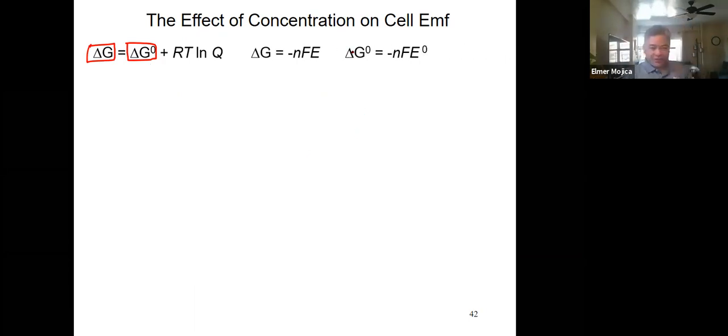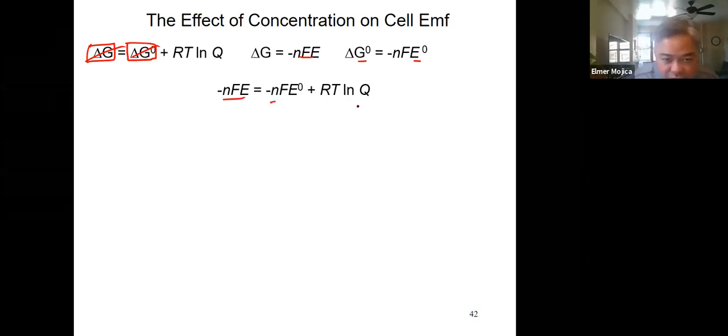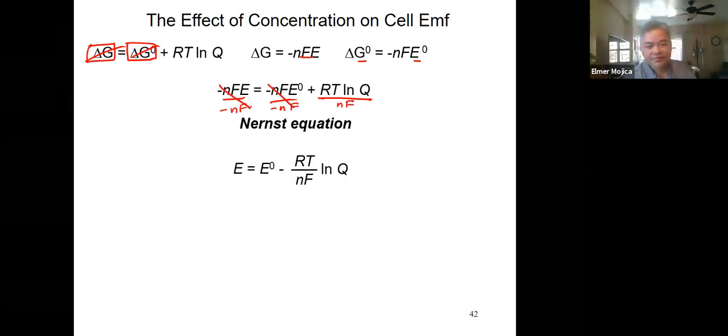So see the difference with this one? If you're going to replace it here, okay, you replace this one with this, so you end up with that one. And what do we do? We divide both sides by all what? Negative NF. You end up with this. And that is your Nernst equation.